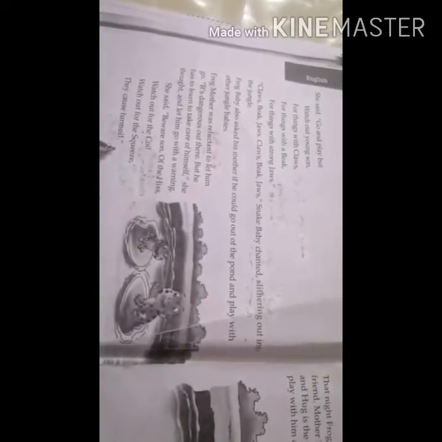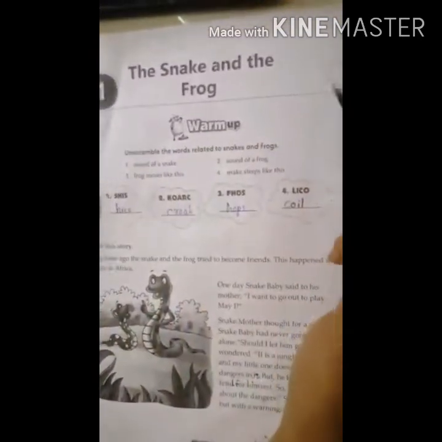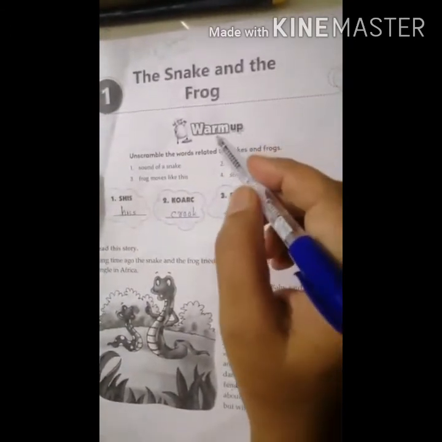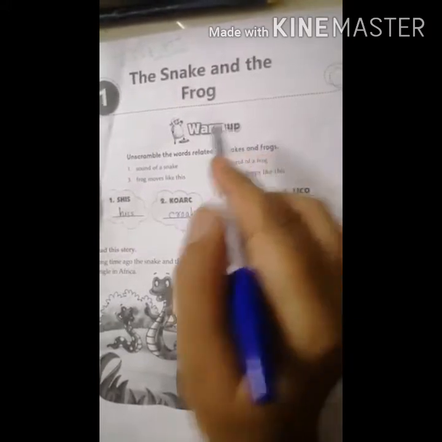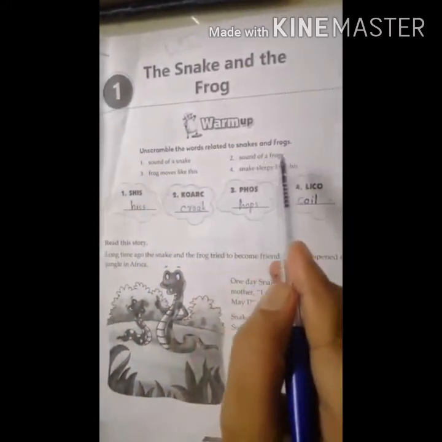Understood this much? Okay, read this much for today, and I am giving some comprehension questions. Try to find out the answers also. Okay, thank you. Ready with your textbook? Before starting the class, we have to answer some more questions given here, that is, unscramble the words related to snakes and frogs.